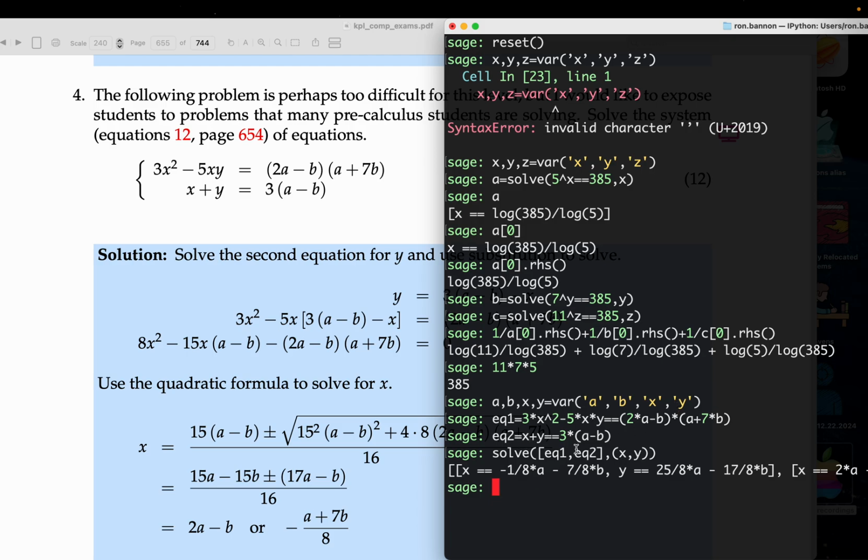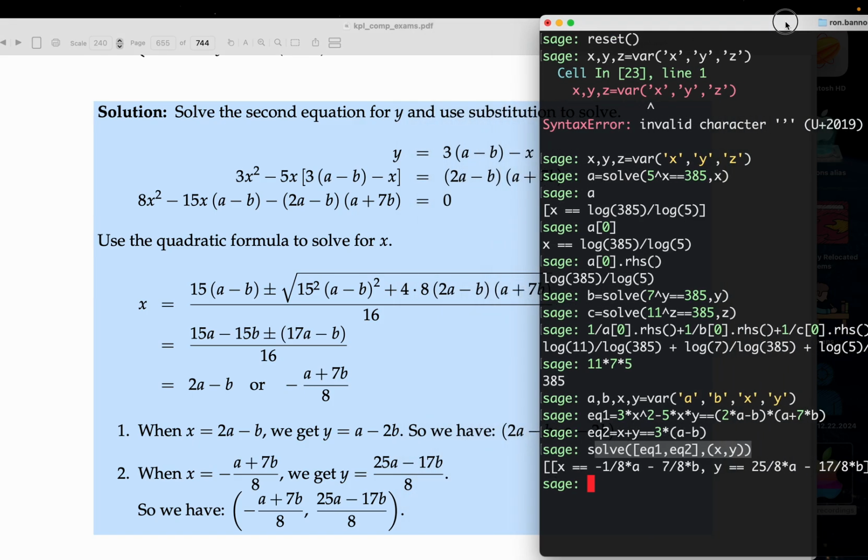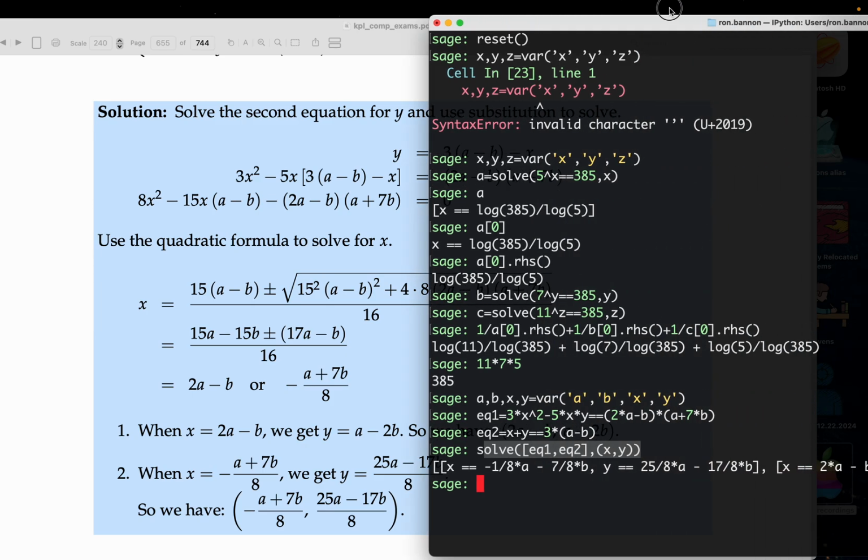All right, and then the two equations I'm looking at that we typed in over here: one equation, 3x squared minus 5xy equals the product 2a minus b times a plus 7b. I see that. And the other one is x plus y, the second equation I'm seeing over there, and that's going to be equal to 3 times a minus b. And then this command over here basically says solve it, and they get an answer. And the question is, are we getting the same answers? The answers we're getting over here: x equals 2a minus b, and y equals a minus 2b.